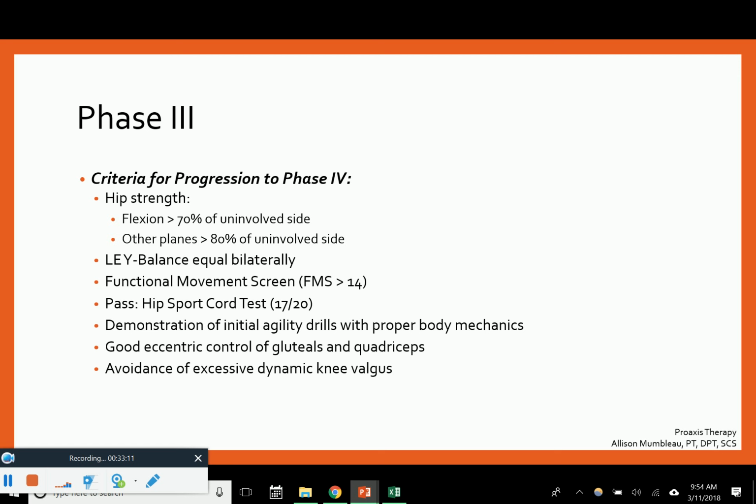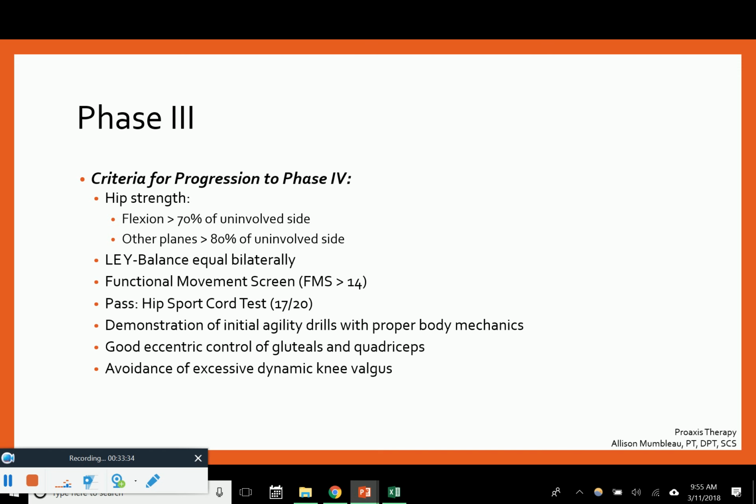The functional movement screen needs to be greater than 14. 14 is the cutoff. It's scored out of 21 points. It shows a clinician how well someone moves. And there's different thoughts on the FMS, but it's pretty good to start building objective criteria for moving on to the next phase. They have to pass the hip sport cord test.